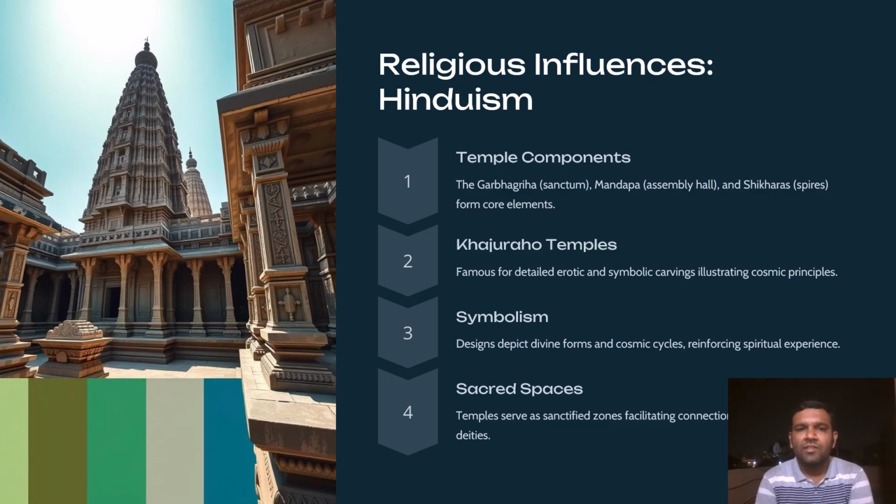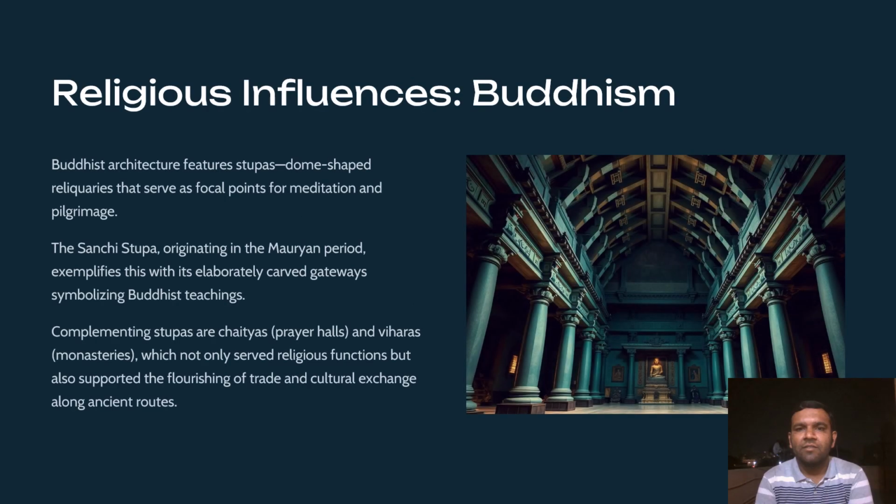Another religious influence: now we saw Hinduism, and now let us look at Buddhism. Buddhist architecture features stupas, dome-shaped reliquaries that serve as focal points for meditation and pilgrimage. The Sanchi Stupa, originating in the Mauryan period, exemplifies this with its elaborately carved gateways symbolizing the Buddhist teachings.